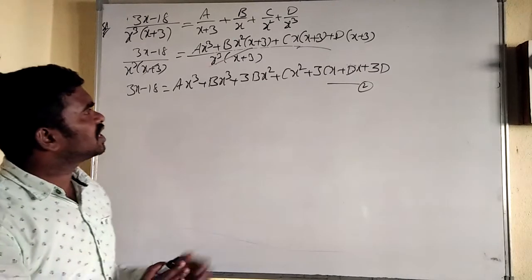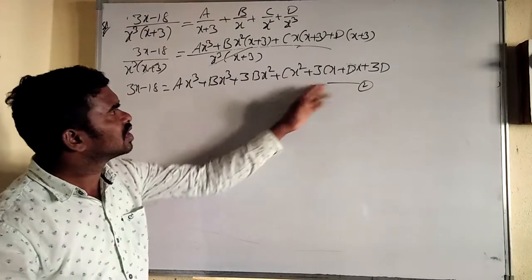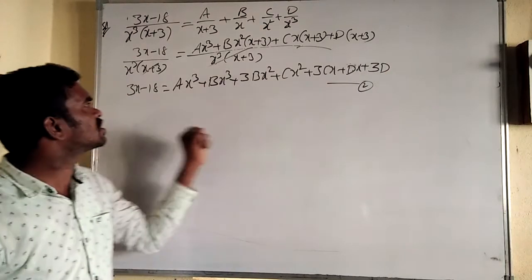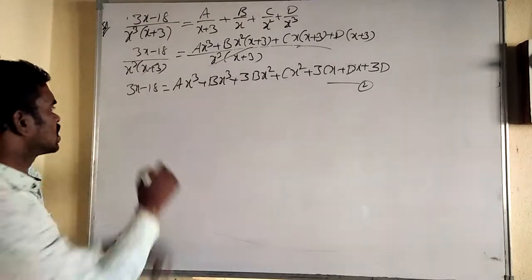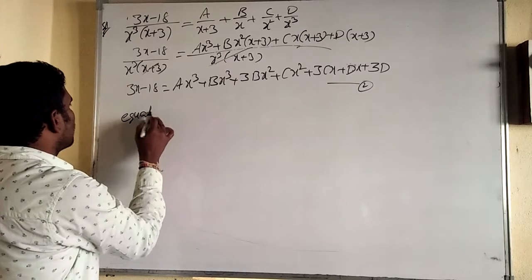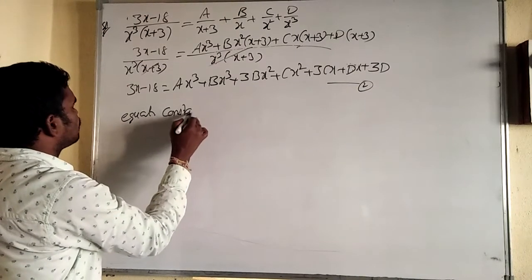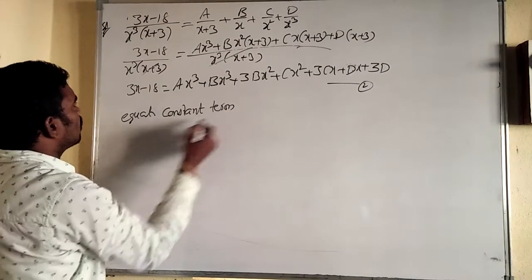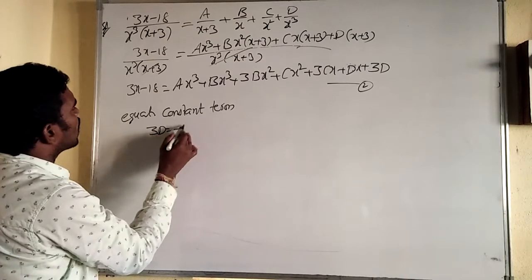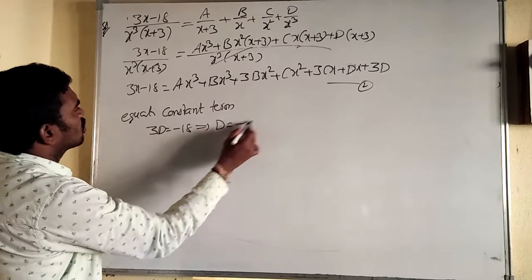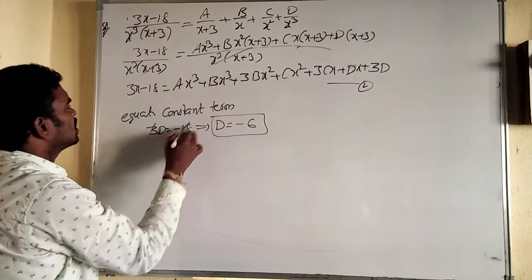Then how to simplify? See the constant terms. Here only 3d is the constant term. Here minus 18 is the constant term. So equating constant term. So then 3d equal to minus 18. Then implies d equal to minus 6. Am I right? 3 sixes are 18.